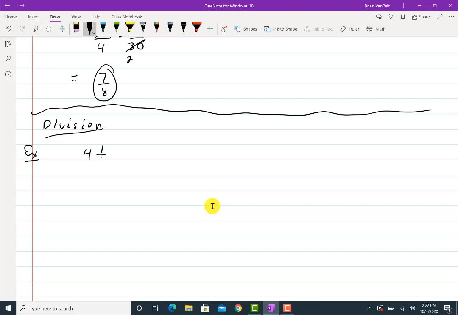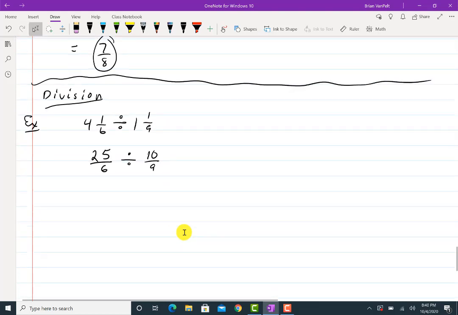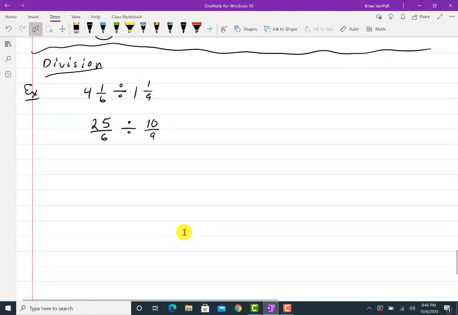4 1/6 divided by 1 1/9. I'm going to do like I do every problem: turn it into a fraction first. Start with the 4 1/6. I'll do 4 times 6 will be 24 plus 1. And then the 1 1/9, I'll go 1 times 9 is 9 plus 1, so I have 10 over 9. Now I'm ready to do the problem.